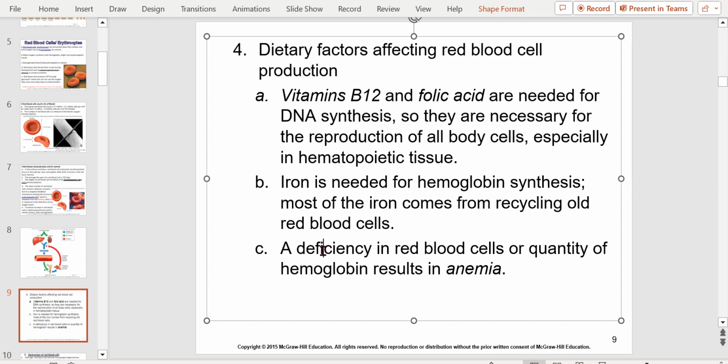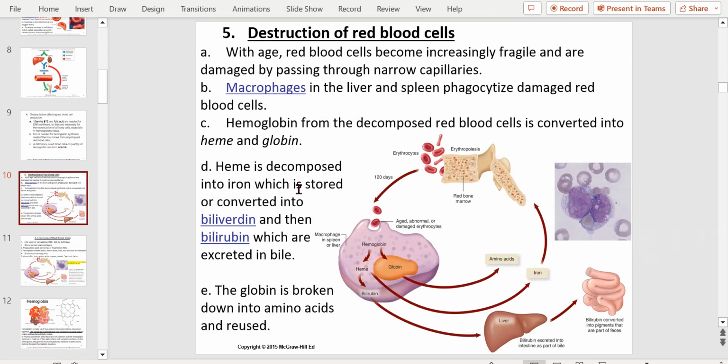As stated earlier, deficiency in RBC production or quantity, the word is anemia. There's a couple of different anemias out there. One of them you might have heard of, sickle cell. We'll talk about those later.